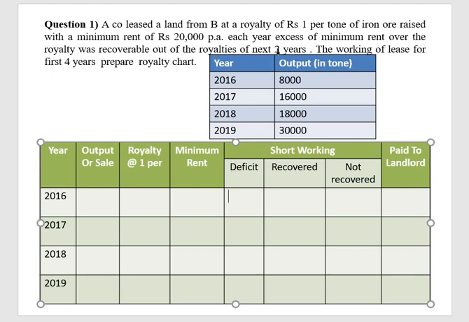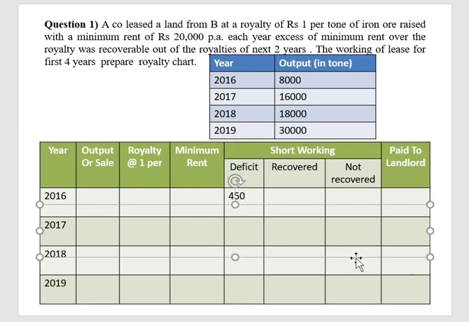It means the minimum rent over the royalty was recoverable out of royalties of the next 2 years. If there is any deficit, it is recovered in the next 2 years, that is 2017 and 2018. Don't consider that year; excluding that year, the remaining next 2 years are for recovery of that loss. Even if in the next 2 years you do not recover the 450 rupees, that is, 2017 is not recovered and 2018 is also not recovered, then in 2018 the 450 rupees will be irrecoverable. Is it clear? Understood regarding this?